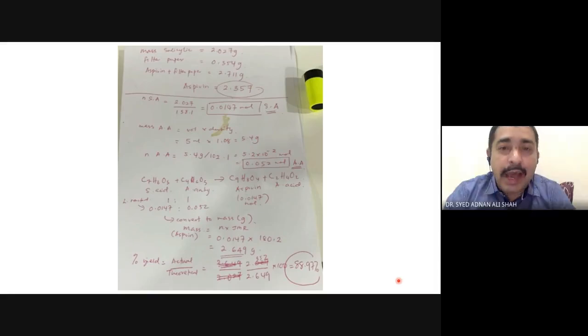So my question is, why is the melting point of salicylic acid 155 to 157, but the melting point of aspirin is 130 to 138? Why is the aspirin melting point lower than salicylic acid?